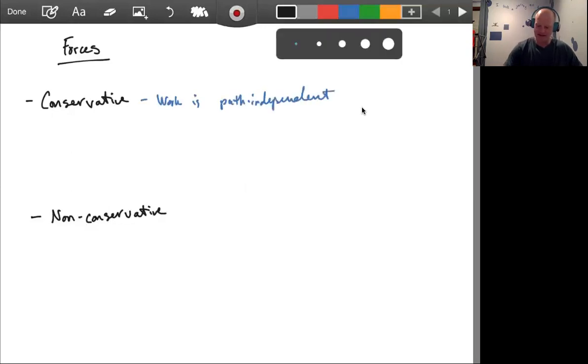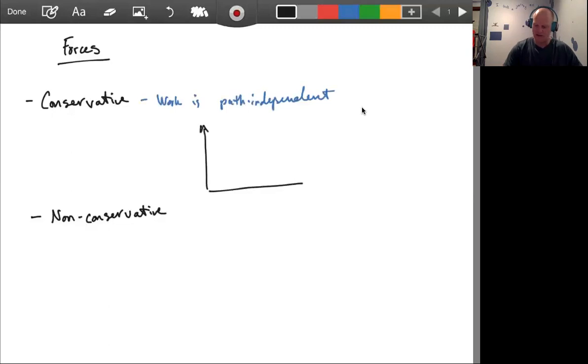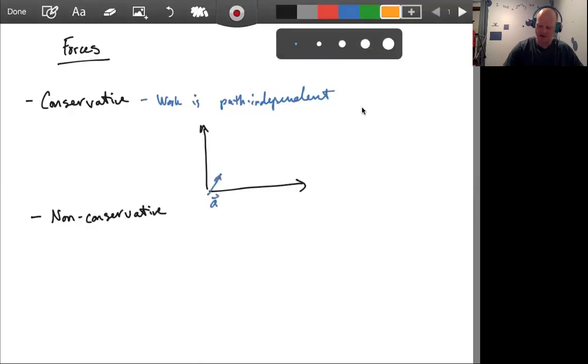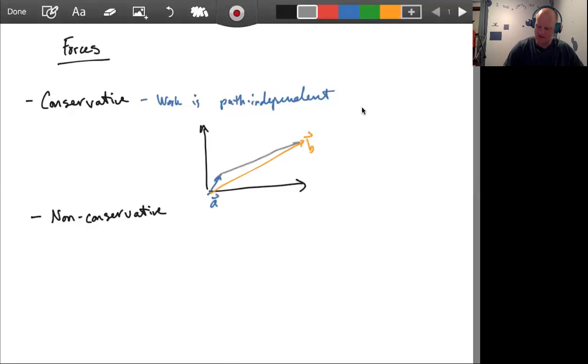That means if I start off at a point and then I go to a different point, it doesn't matter the path at which I choose to go to those different points. For example, let's say I start off here at A. So this is my vector A. And then I'm going to finish off somewhere down here at B. And let's say I go along two different paths. In the first case, I'm going to go directly from A to B, along this path here. So this is going to be the work from A to B.